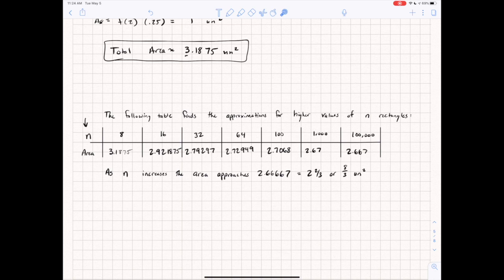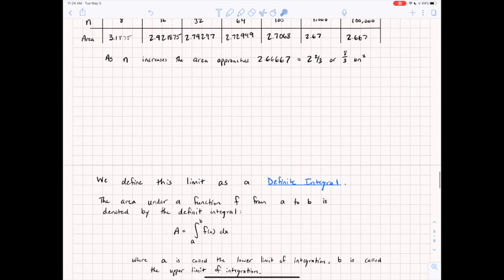So in other words, using this approximation idea, we just found the exact area. But the way we had to do it is that we had to let the number of rectangles increase, and they have to continue to increase essentially to infinity.